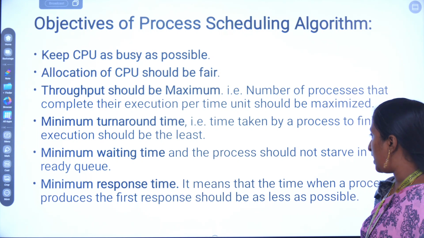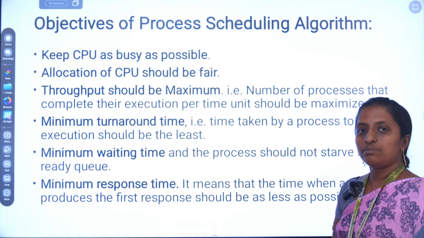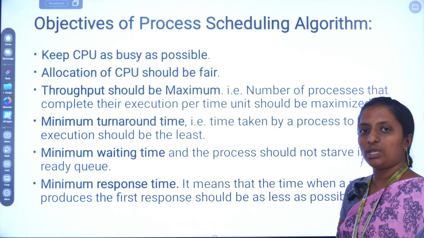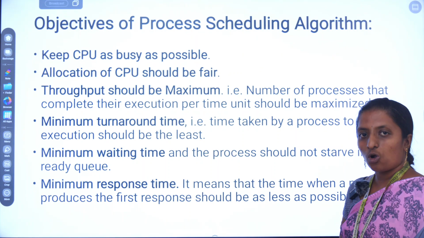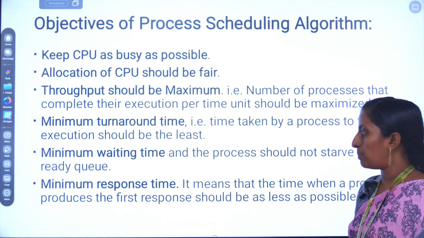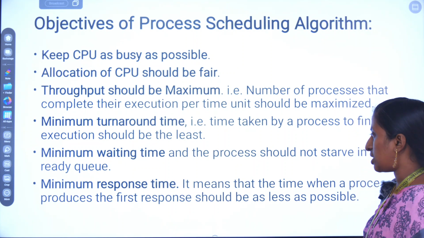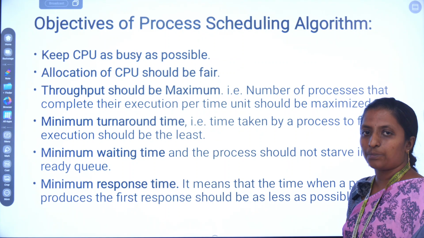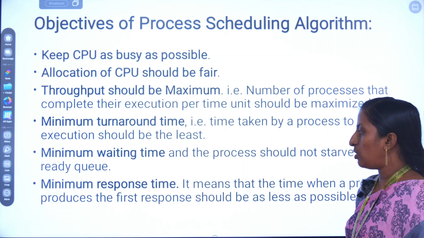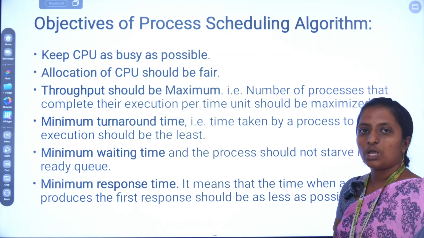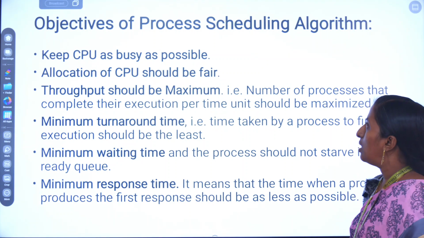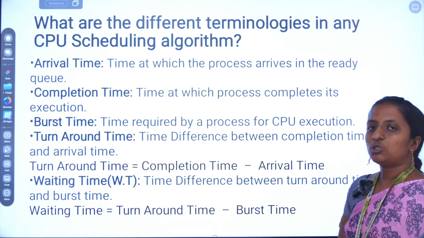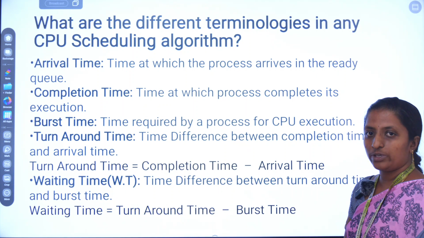Then you can solve the problems easily. Next, minimum waiting time. What is waiting time? Whenever a process enters the ready queue, it has to be allotted the CPU. Always the waiting time must be minimum. And finally, minimum response time. Whenever a process is responding, the first response must happen as soon as possible, so the response time must be minimum. These are the objectives of process scheduling algorithms. And these are the terminologies you have to know before solving your problems.